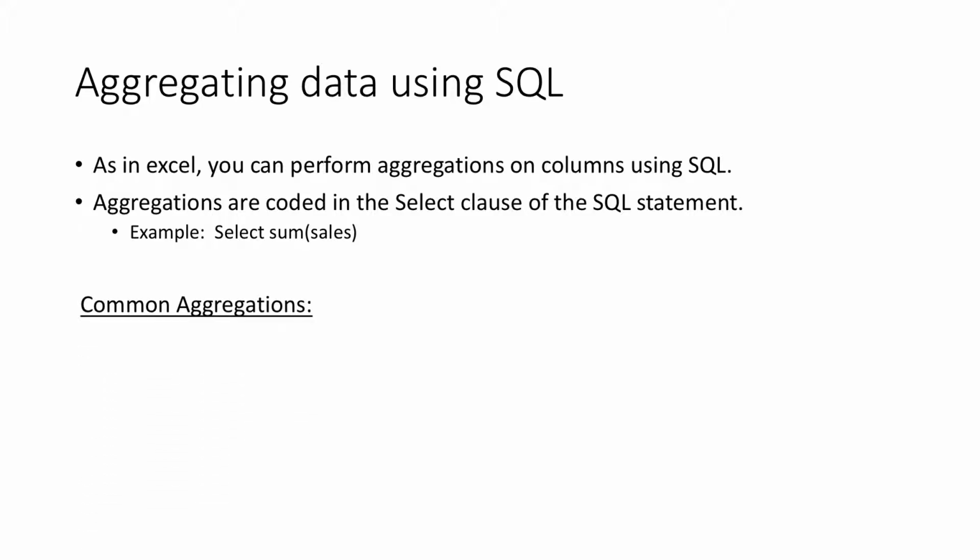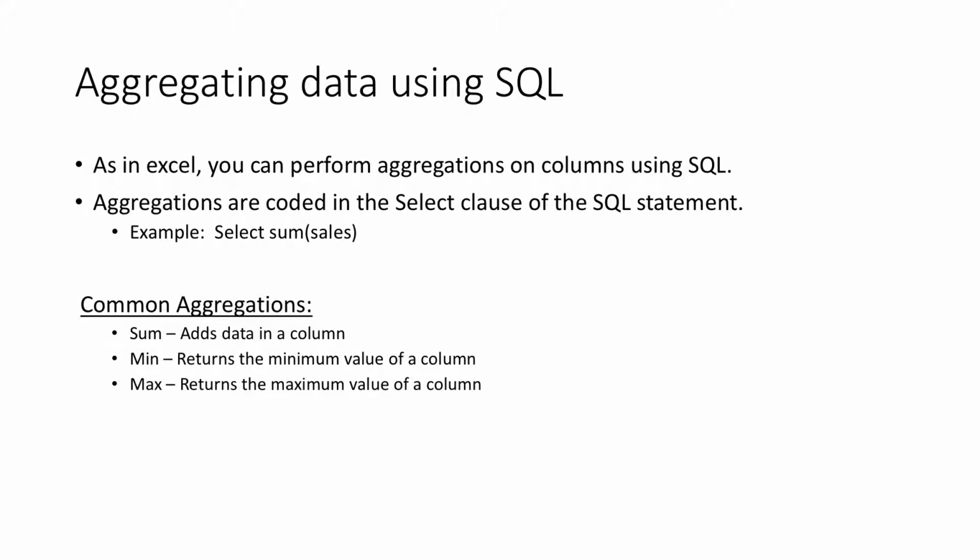Some of the common aggregations that we perform are summing, which is just going to add all the data elements in that column. That's why everything in that column has to be the same data type for you to be able to add it up, just like in Excel. You can do a min, which returns the minimum value of a column. Maximum is going to return the maximum value. You can do counts, and you can do averages.